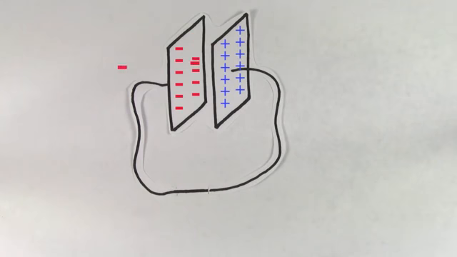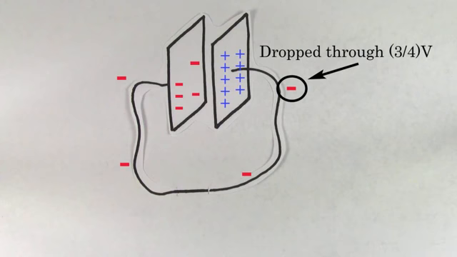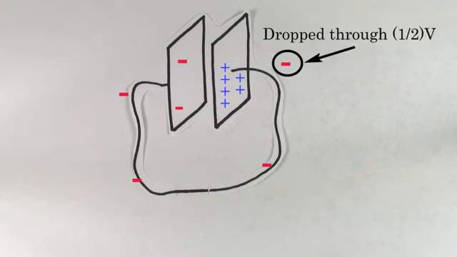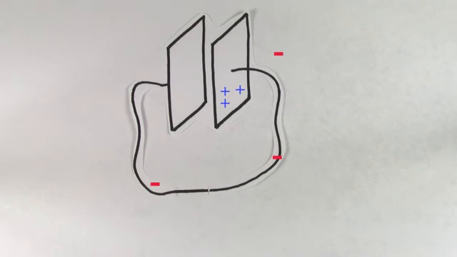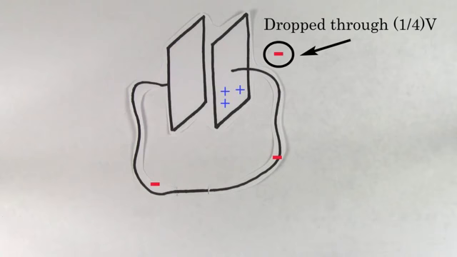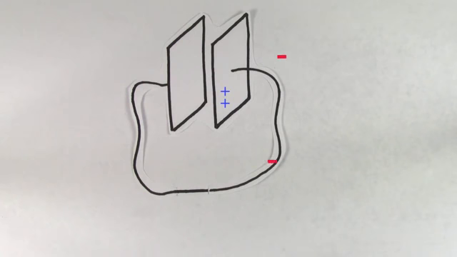As more and more charge gets transferred, there will be a point where a charge only drops through 3/4 of the initial voltage. Wait longer and there'll come a time when a charge gets transferred through only 1/2 of the initial voltage. Wait even longer and a charge will only get transferred through 1/4 of the initial voltage. And the last charge to get transferred drops through almost no voltage at all because there's basically no charge left that's stored on the capacitor.